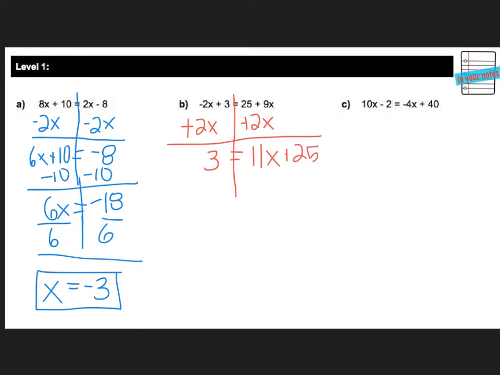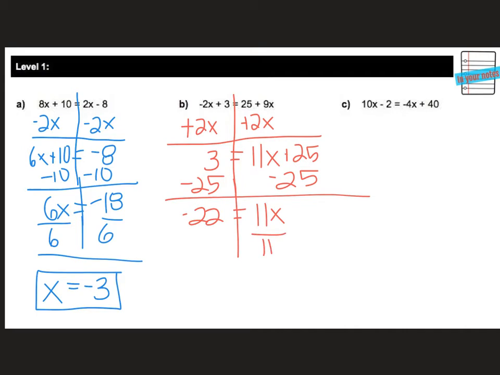So now that we have gotten our variables on the same side, we're going to go ahead and solve. We want to get x by itself, so let's go ahead and subtract 25 from both sides. And when I do this, on the left-hand side, I'm going to be left with negative 22. The right-hand side, 11x. To get rid of a times 11, let's go ahead and do the opposite, divide by 11, leaving me with negative 2 equals x.